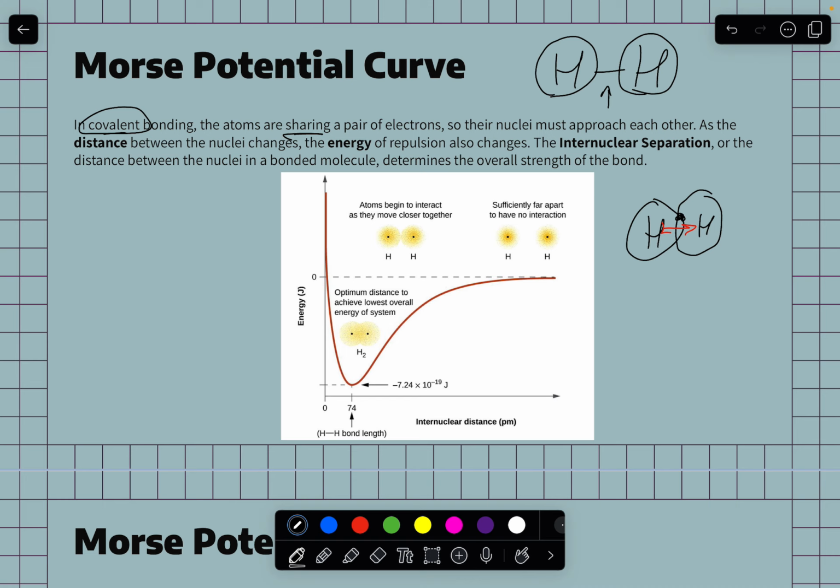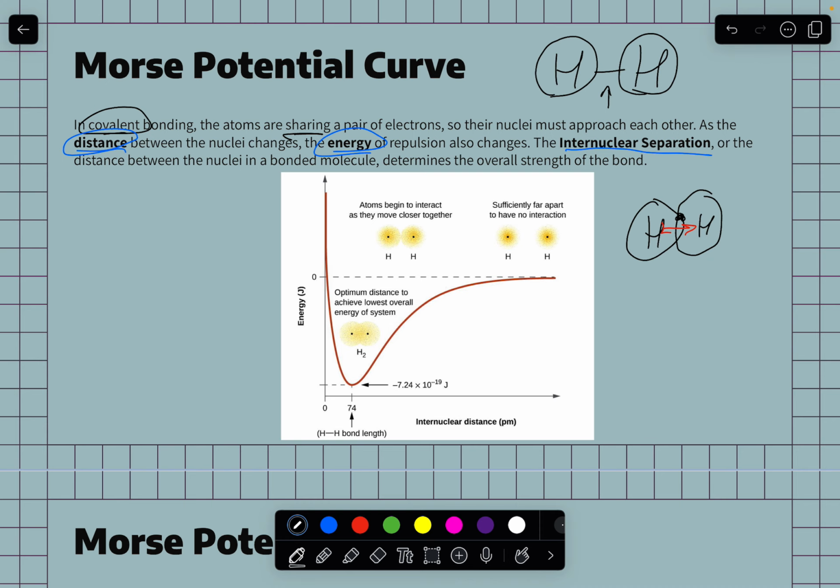Okay. So what the Morse potential curve looks at is the distance between the nuclei and the energy of the repulsion. Okay. So we're seeing an internuclear separation, which is the distance between the nuclei in the bonded molecule. And that tells us the strength of it, right? So the closer together we are, the stronger the bond. The further apart, the weaker the bond.